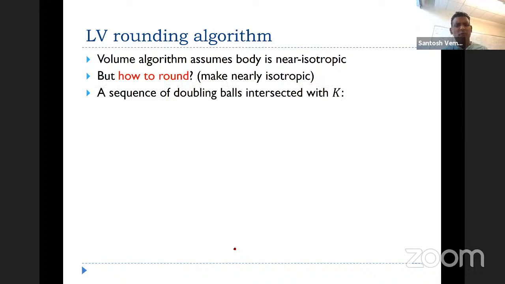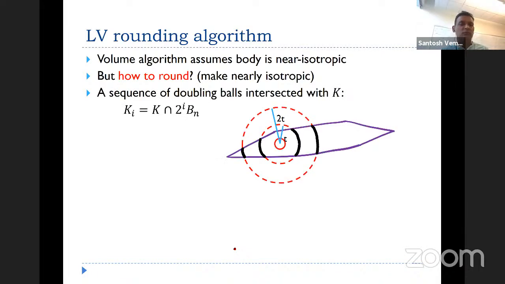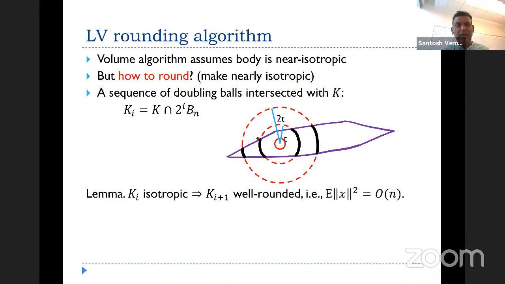The algorithm is going to be quite simple. We'll use a sequence of balls, and now we'll go faster. We'll double the radius of the ball at each step. And to make the next body isotropic, we will sample from the next body and estimate its covariance matrix. Thereby, using the estimate of the covariance, we can make it nearly isotropic, and we repeat this.